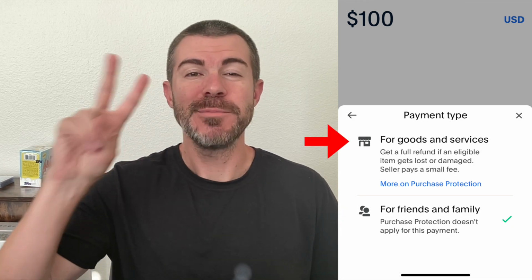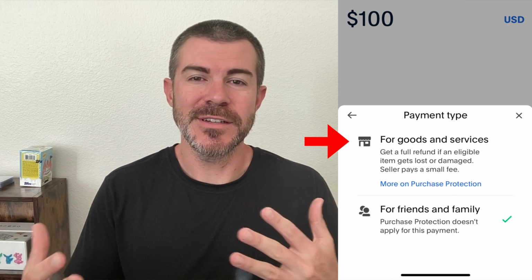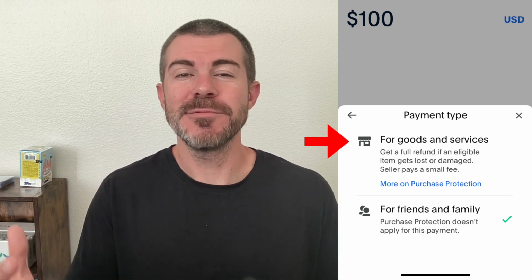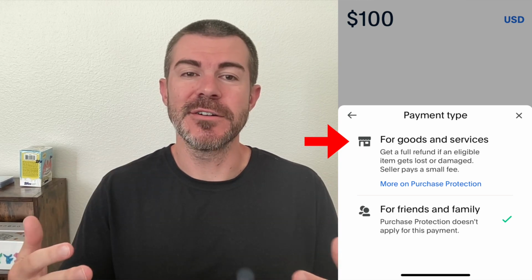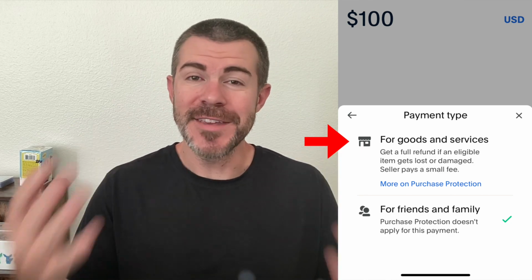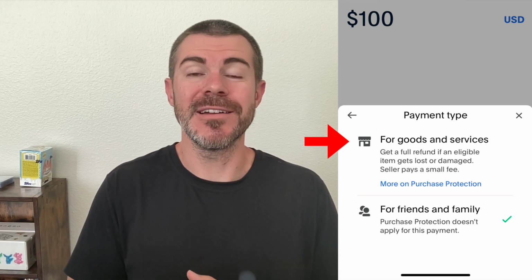The second option is going to be called goods and services. This is more for business transactions if you're buying an item from someone you don't know or something like that. With this option, there's going to be a small fee for the seller. Basically, if the transaction goes bad, if they don't ship your item, if they ship you the wrong thing, if they attempt to scam you, you can go through a refund process with PayPal and get your money back.